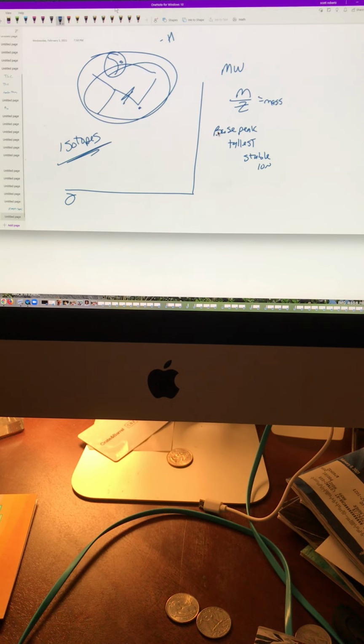Hey, Scott. Benzene, would there be one doublet signal? Yes. No. Yes.